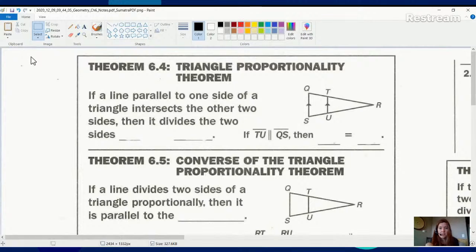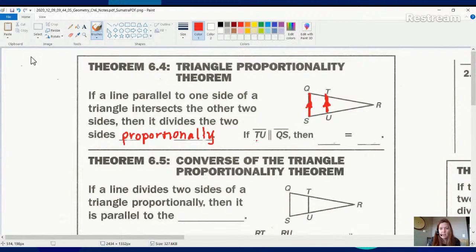There actually is, because obviously you can see that we have a theorem, and it's called Theorem 6.5, the triangle proportionality theorem. If a line parallel to one side of a triangle intersects the other 2 sides, then it divides the 2 sides, not congruent, but proportionally. I think this is pretty easy to see. Basically what's going on is you have one side here, QS, that's your side of your triangle, and then you draw a line parallel to that, which is TU.